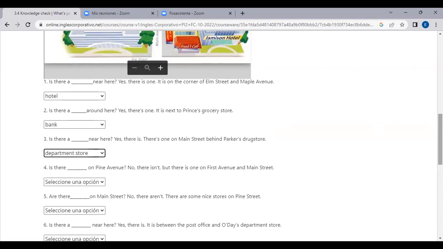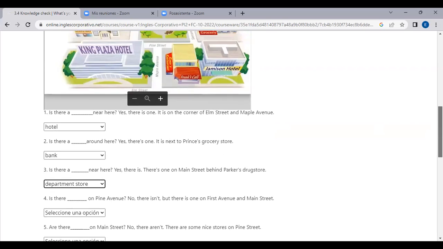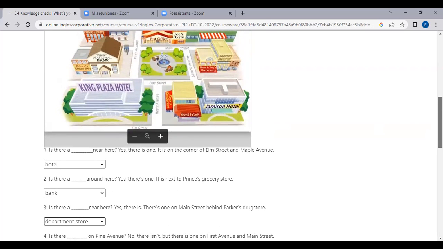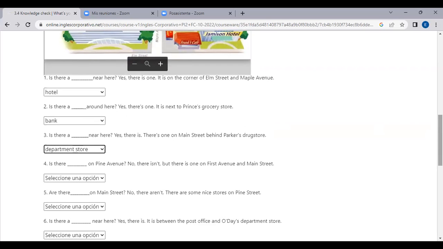Is there a station on Pine Avenue? No, there isn't, but there is one on First Avenue and Main Street. First Avenue, it's a station. First Avenue and Main Street. So it's the gas station. Number four, gas station.